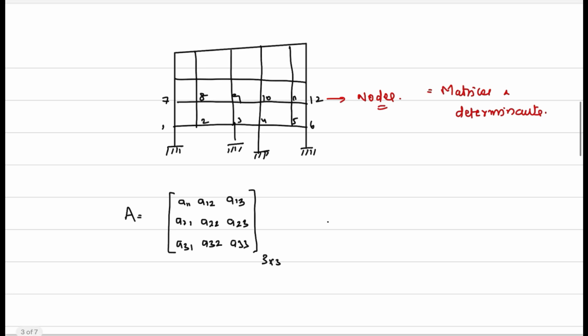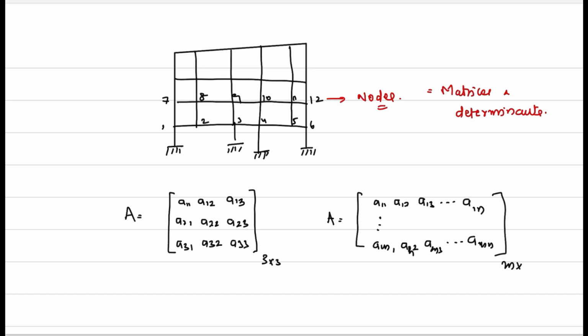And if it is of M by N shape, that is A11, A12, A13 up to A1n, and this is up to AM1, AM2, AM3 and up to AMN. In this case, it is an M by N matrix: M rows and N columns.